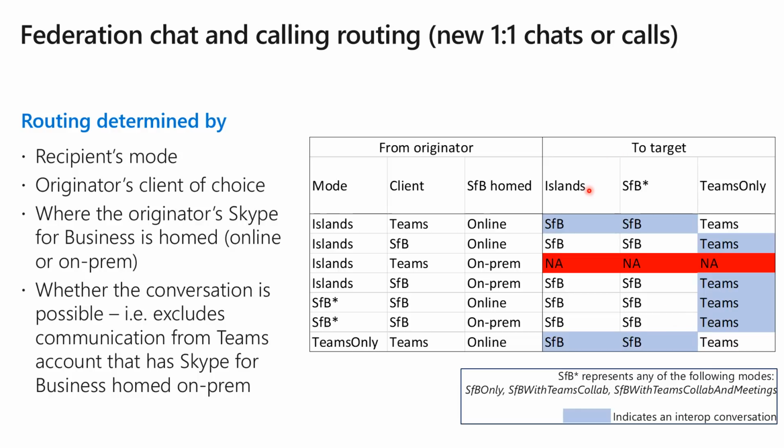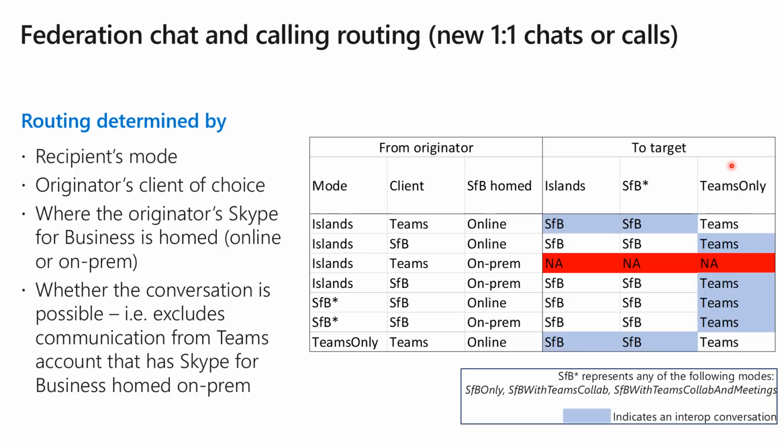The reason I say this is a pretty straightforward table to read is because when the target or the recipient is in islands or is in the SfB star modes, it will always land in their Skype for Business client, with one exception, and that exception is marked right here in red, the big old NA. We've covered that in previous examples as well. That's the scenario where user A is in islands using their Teams client, but their corresponding Skype for Business account for user A is on premises. They're not able to do interop in that scenario, which then means they're also not able to do federation in that scenario either, which is why this entire row is listed as NA.